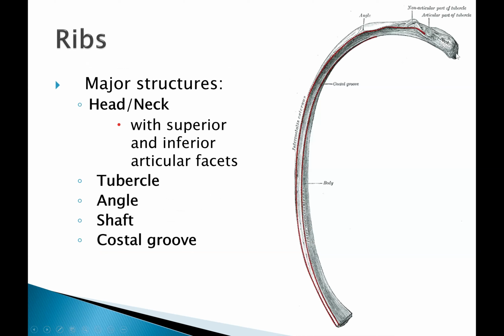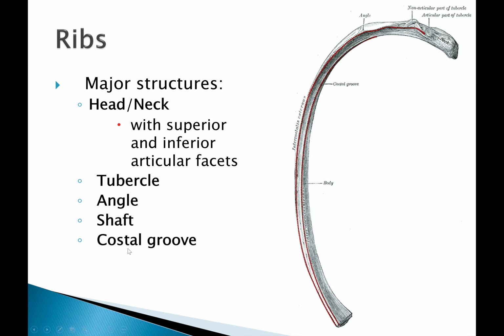Some major structures of the rib: there's a head, neck, and the angle, a really long shaft or body, and a groove. Okay. There's also a bump right here known as the tubercle of the rib. So there's a head, neck, tubercle, angle, and then the shaft. Okay. The head and the neck, as well as the tubercle, is what connects with the thoracic bones. That's what touches and articulates with the thoracic bones.